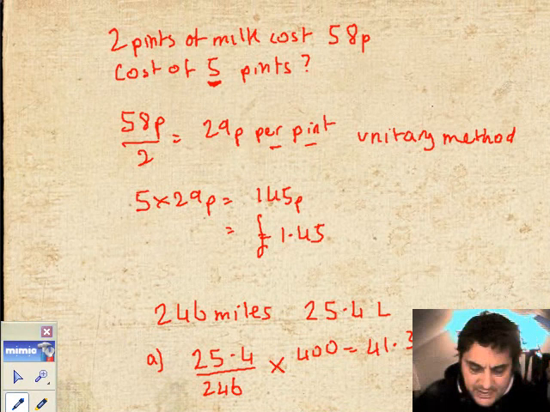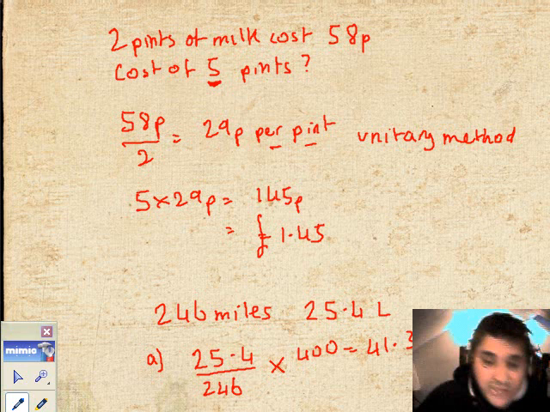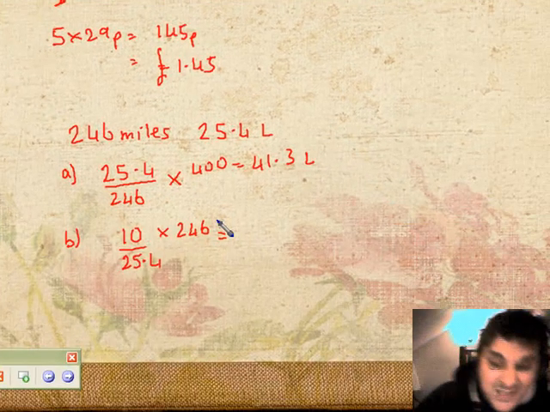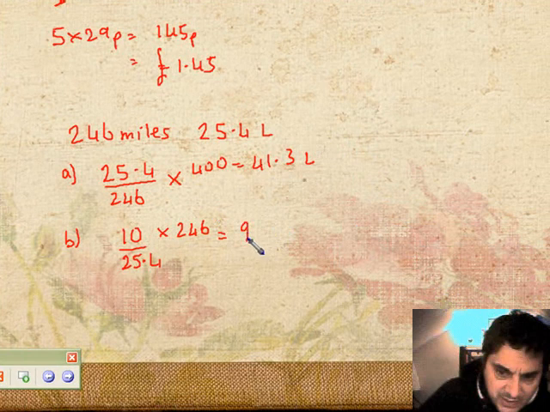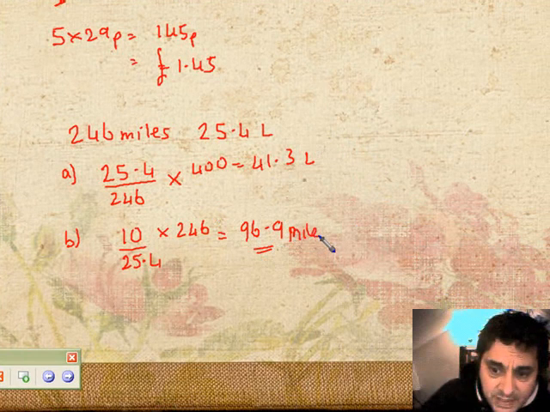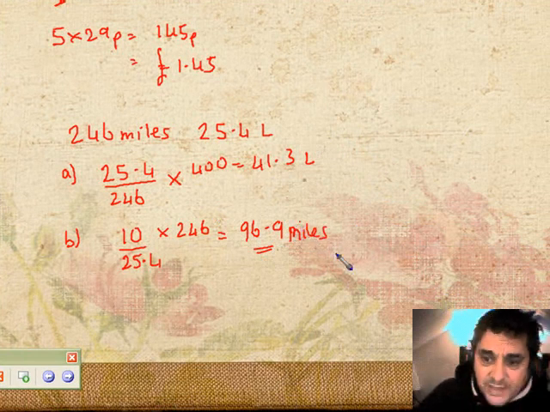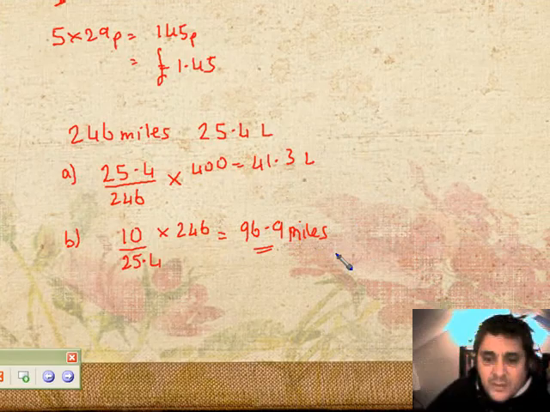10 divided by 25.4 multiplied by 246. So with 10 litres I should expect to go less than 246, obviously. In fact, my calculator says 96.9 rounding to one decimal place, miles. I nearly wrote litres there. I'm sure you realise that. Is that okay? Didn't hurt, did it?